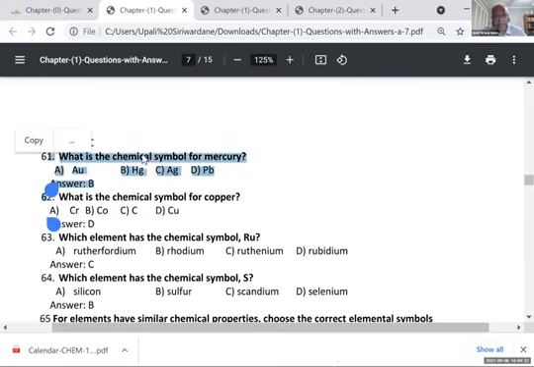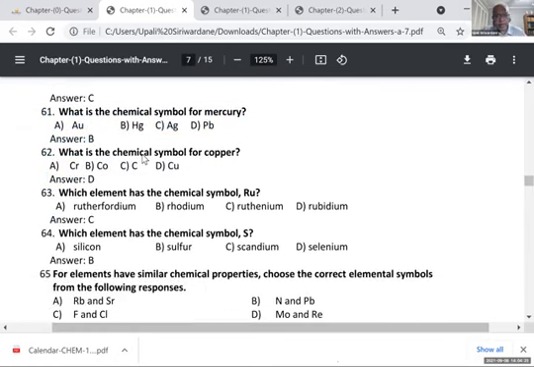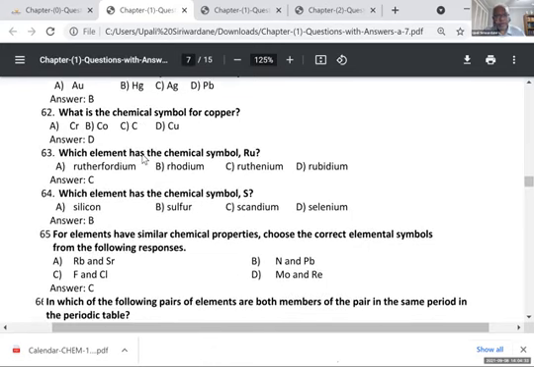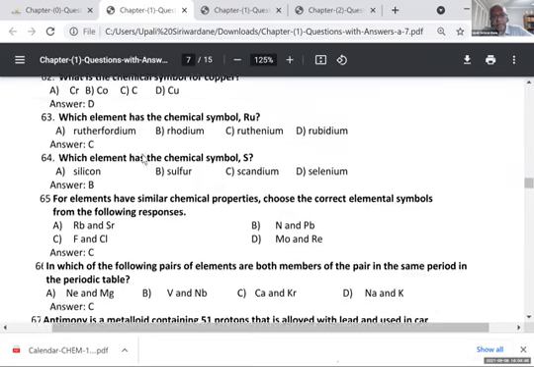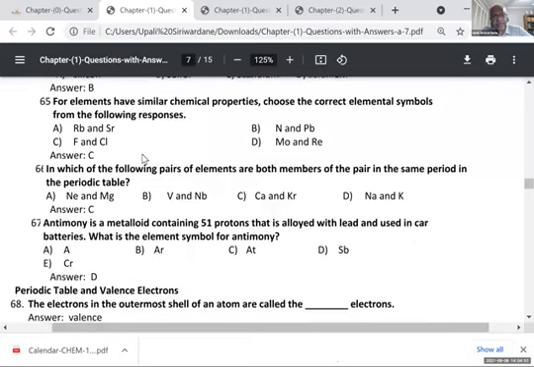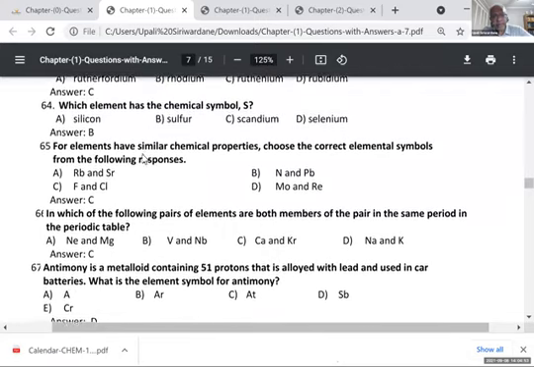Number 63. Which element is the chemical symbol for Ru? It's ruthenium. What is the name for the chemical symbol S? Sulfur. Okay, let's stick with the numbers.